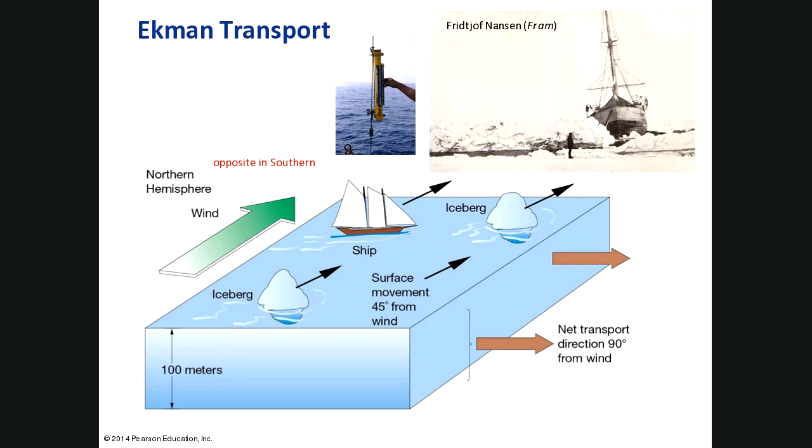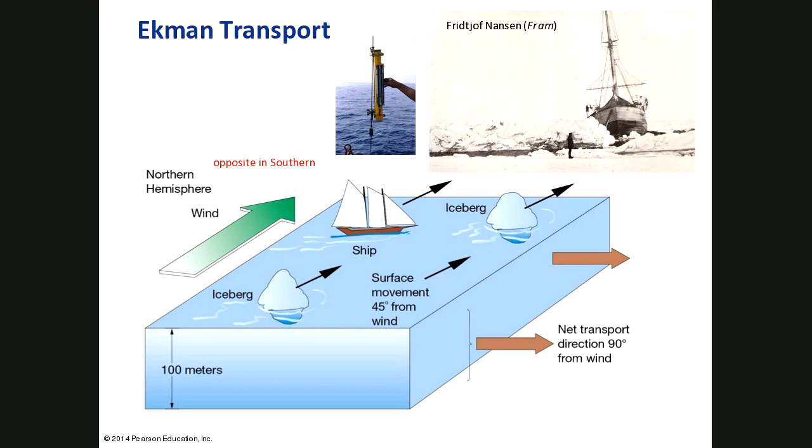The Ekman transport is named after a, oh gosh, I'll talk about it later, a Swedish physicist or something like that. And he basically is the one who figured out why the water's moving this way. And I'm trying to remember why I put Fridtjof Nansen's Fram. He was an oceanographer, the guy in the upper right. But I know that on the left, that's a Nansen bottle.